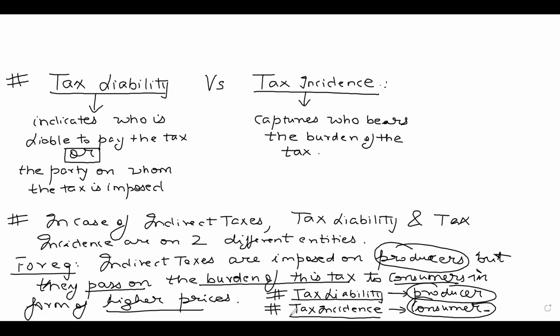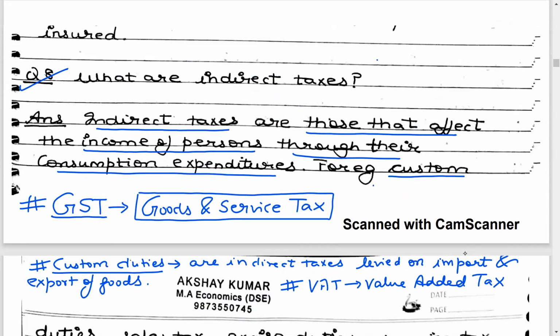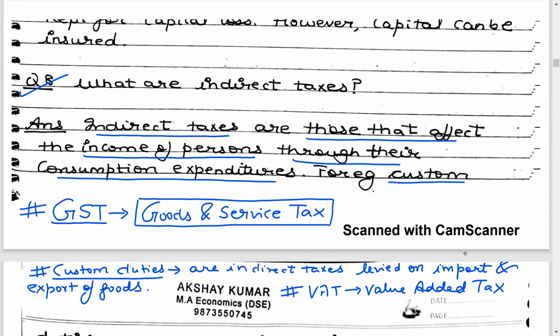Okay, so if I sum up indirect taxes, if I come back to the lecture note and quickly revise indirect tax with all of you, what we have learned is, point number one, indirect taxes are affecting the income of the people indirectly by taxing their consumption expenditure. They are not directly imposed on income. They are indirectly imposed on the income of the consumer.